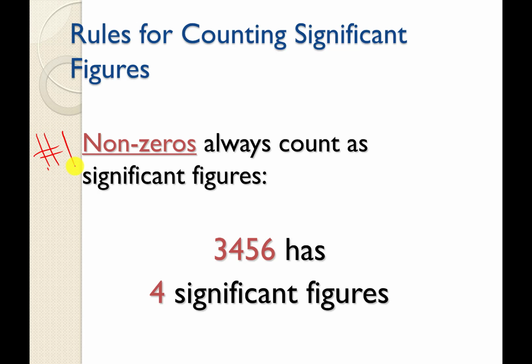Non-zeros always count as significant figures. Okay? So when we have a number that says 3, 4, 5, 6, we know that that number has 4 significant figures because all of the digits in that number are non-zeros. So that has 4 significant figures.